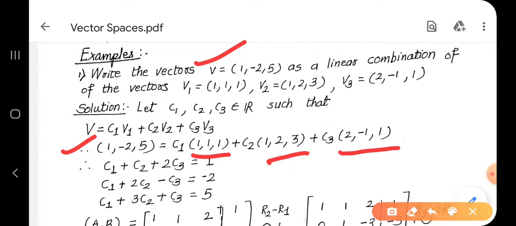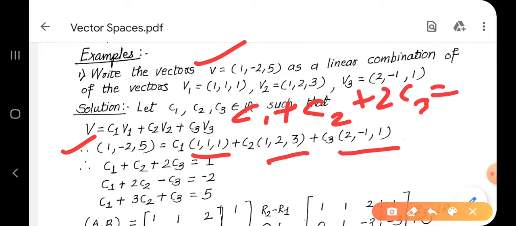Now from this you can write down the equations. If you multiply inside C1, I get, what is the first equation here? C1 plus C2 plus 2C3 is equal to, what is our first number? 1. Look at the first position of each vector, the first position, right.